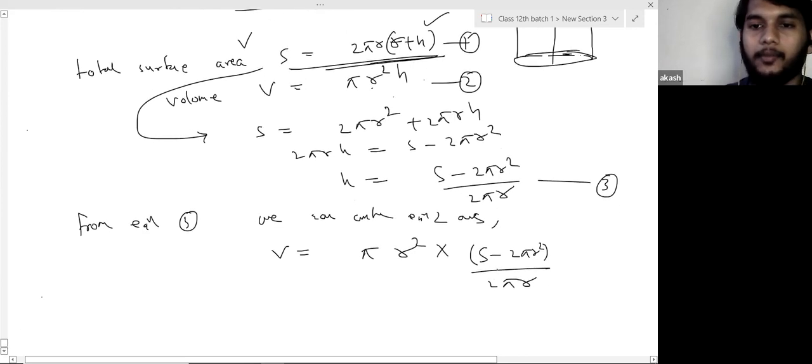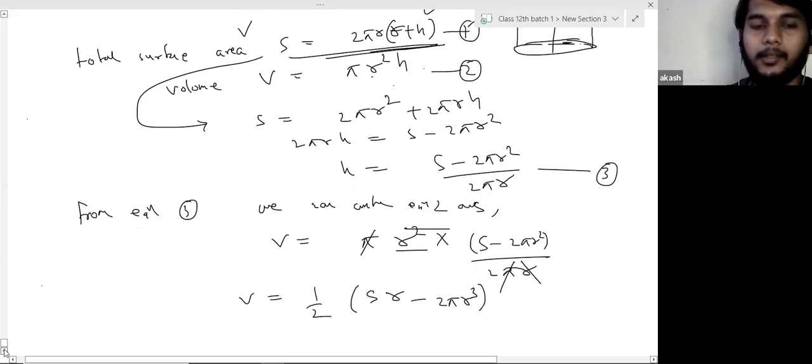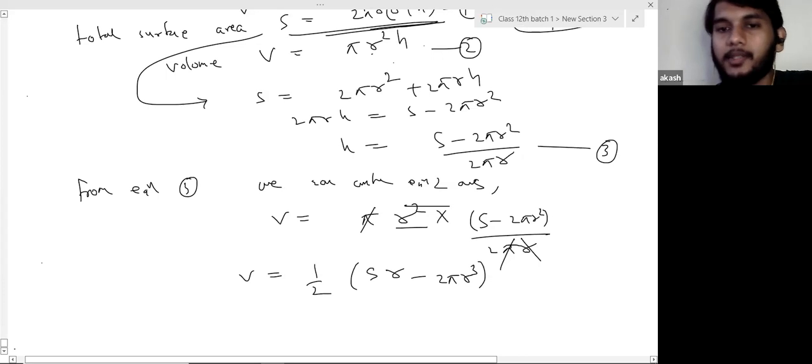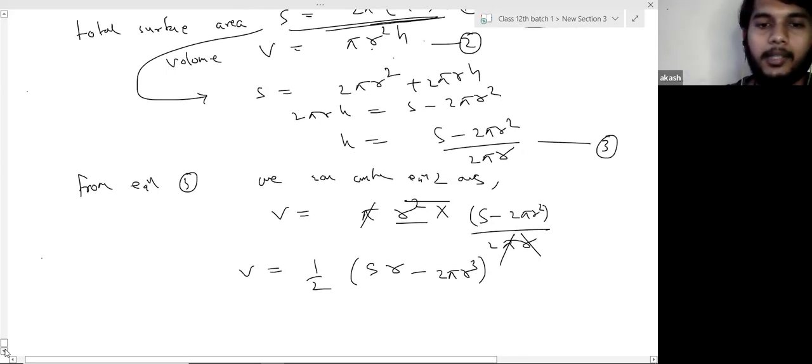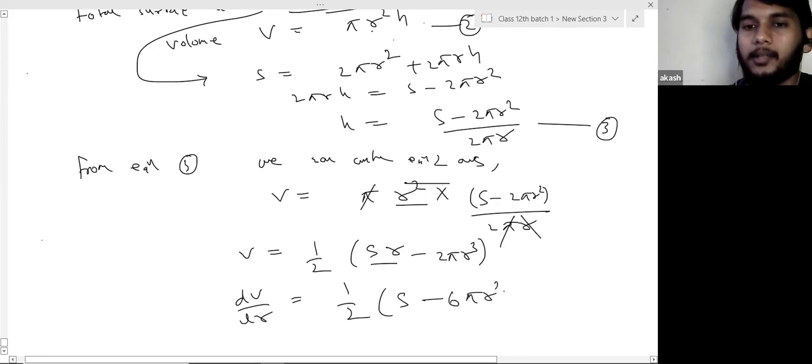And differentiation, we have already practiced in that. Pi is cancelled, r square is cancelled. So simplifying, we can write V equals 1 by 2. Let's multiply this r inside the bracket. So S r minus 2 pi r cube. All right. So S here is a constant. They have told you this given surface area. So S is constant. So dV upon dr equals half. Differentiation of this is S minus 6 pi r square. This thing is clear.